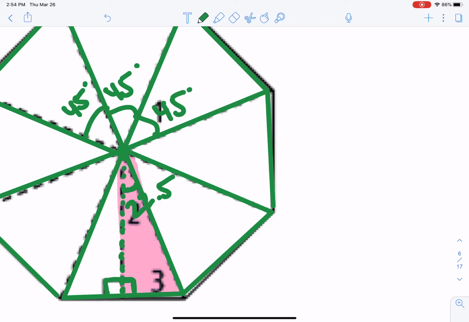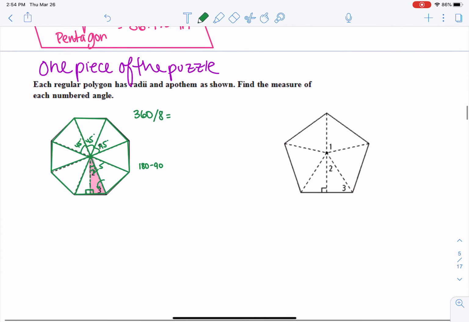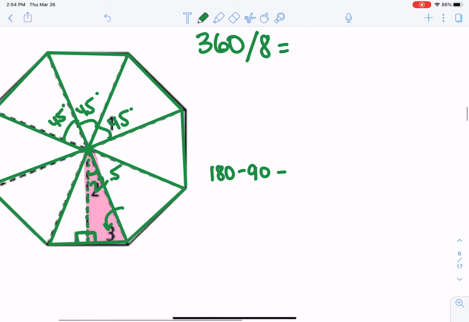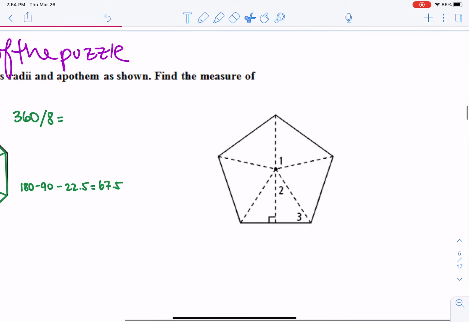22.5 is that angle. And then to find angle 3, the pink triangle makes 180 for all the degrees. So I can do 180 minus the 90 degrees minus the 22.5 degrees. And that will give me 67.5. So this angle is 67.5 degrees, right in there. So we're going to use that later to find the apothem, but I just want to show you how to do that first. We'll practice one more together.